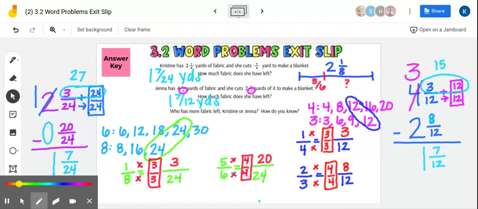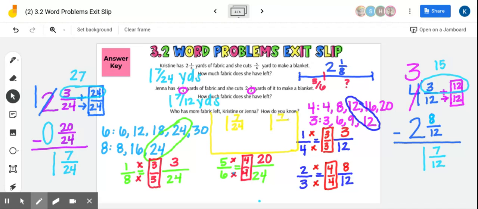Okay, and the last question is asking us, who has more fabric left, Christine or Jenna? How do you know? So when we compare two fractions, I'm going to block off this space right here to solve this problem. So I have 1 and 7/24, and I'm comparing it to 1 and 7/12. Well, I can think of this two ways. My 24th pieces are going to be smaller. So if I have the same number of pieces, my 24ths are smaller and my 12ths are bigger. So I know that 1 and 7/12 is greater.